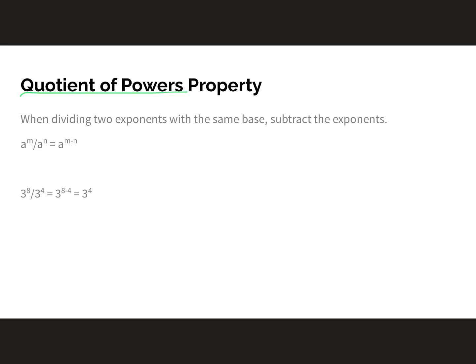If you'll notice on the last slide, when we had the same base raised to a different power divided by the base raised to a different power, we just subtract. So I'm just going to subtract my exponents. So if I have 3 to the 8th power divided by 3 to the 4th power, I do 8 minus 4 because 4 of them would cancel out, which gives me simply 3 to the 4th power.